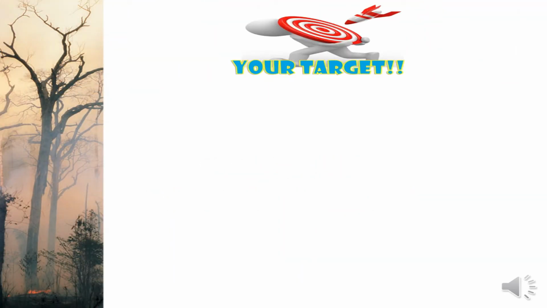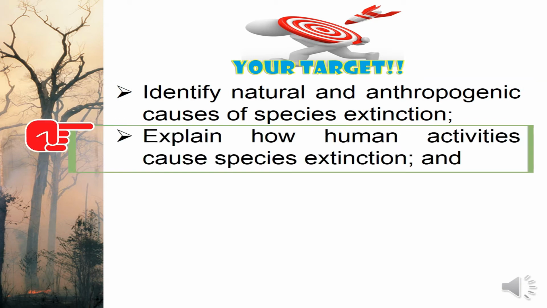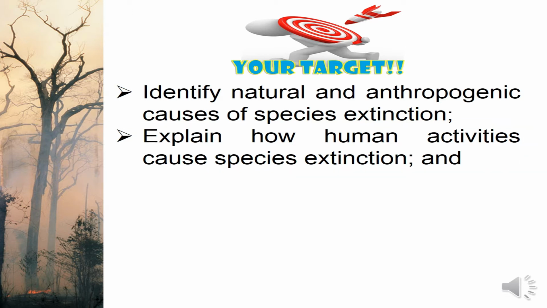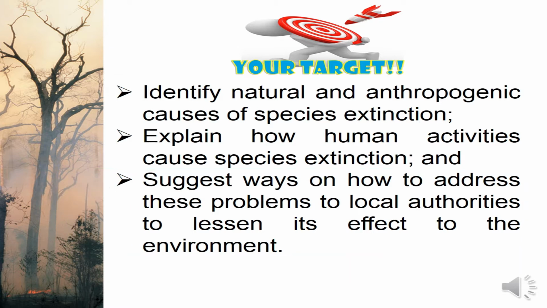In this lesson, we have the following specific targets. Identify natural and anthropogenic causes of species extinction. Explain how human activities cause species extinction. And suggest ways on how to address these problems to local authorities to lessen its effect to the environment.